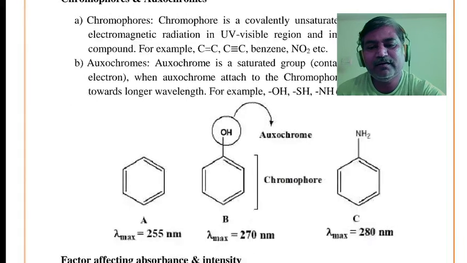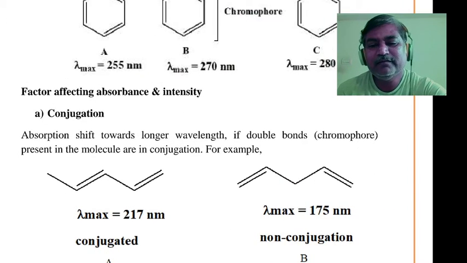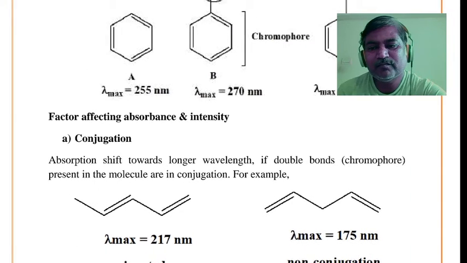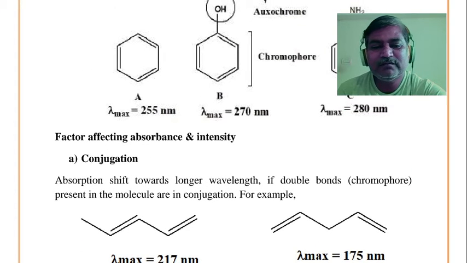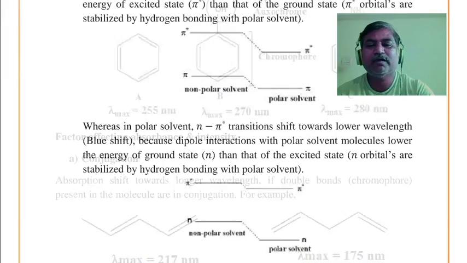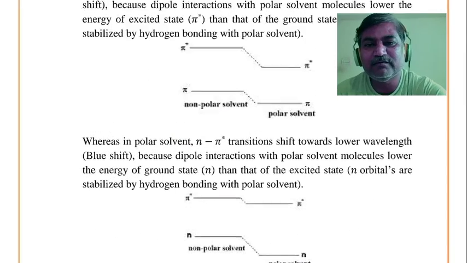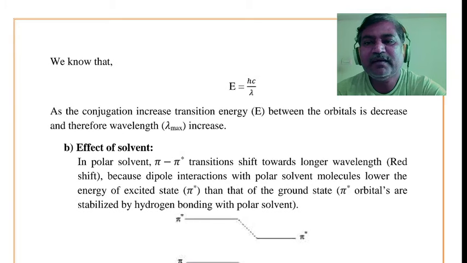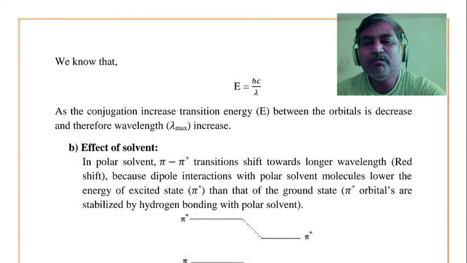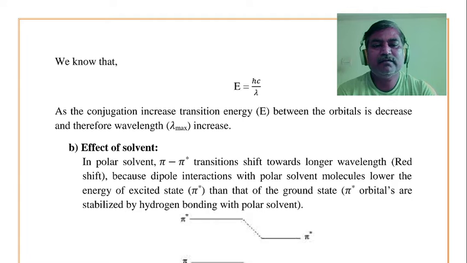Okay, I will again show this: conjugated system always shows higher lambda max value and non-conjugated system shows lower lambda max value. Next one, this is the first factor. Second factor is that we know the well-known equation, that is E is equal to h into velocity of light, that is c divided by wavelength.